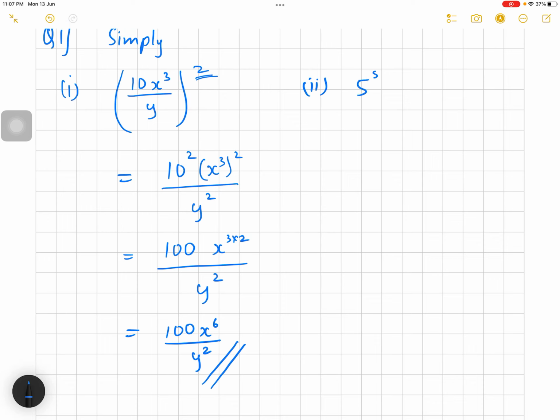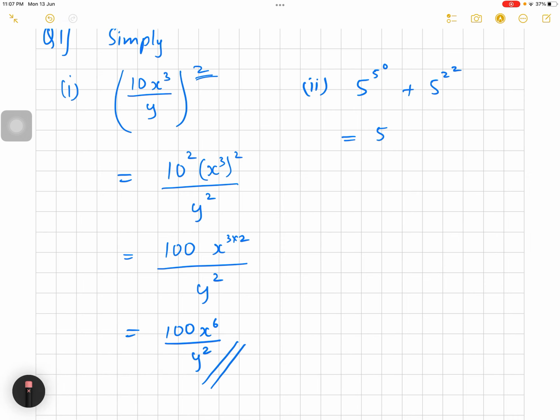Second one is 5 raised to 5 raised to 0 plus 5 raised to 2 raised to 2. Okay, so let's solve this. 5 raised to 5 raised to 0 can be written as 5 raised to 5 into 0. It's the same.